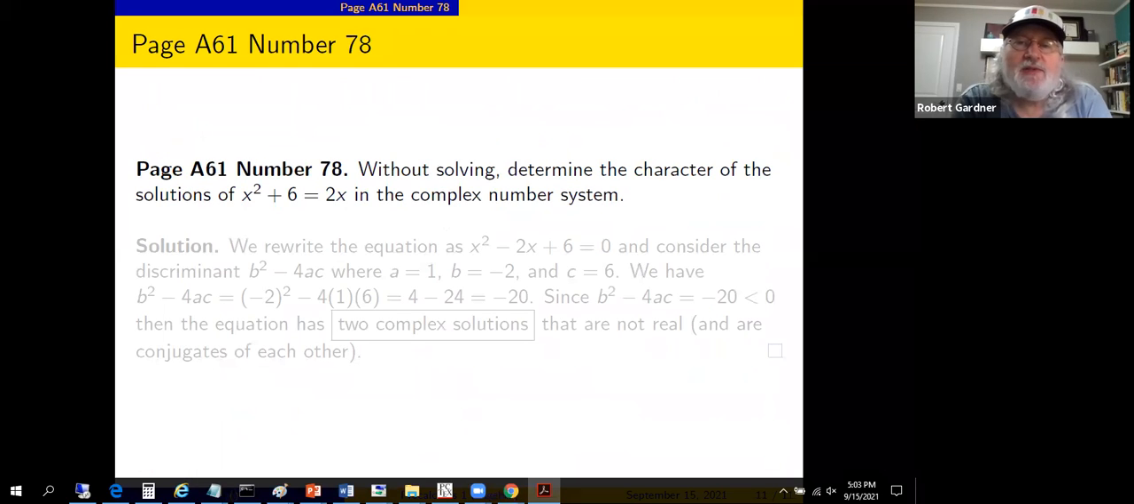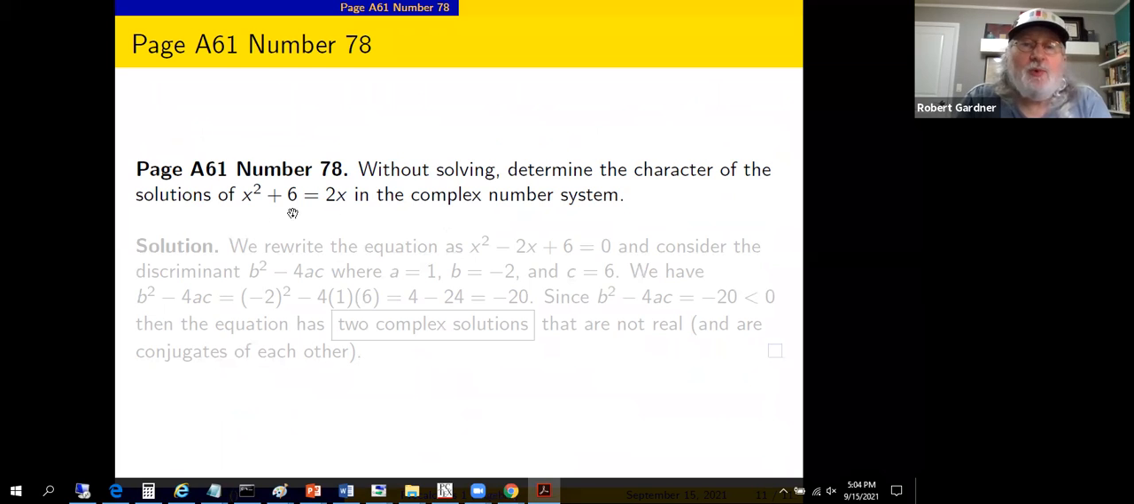Finally, without solving, determine the character of the solutions of this equation, x squared plus 6 equals 2x, in the complex number system. By the character of the solutions, they mean that theorem that we stated, basically about the discriminant, the b squared minus 4ac stuff.